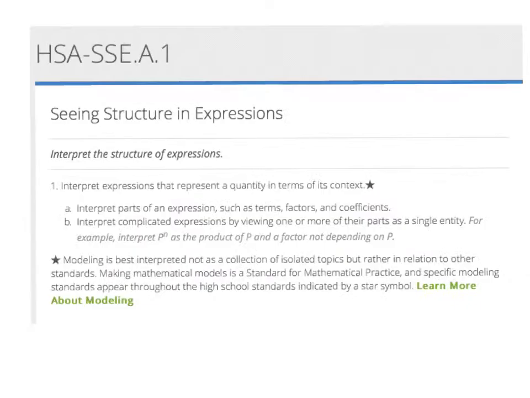Today's objective: seeing structure and expressions. Interpret expressions that represent a quantity in terms of its context. Interpret parts of an expression such as terms, factors, and coefficients. Interpret complicated expressions by viewing one or more of their parts as a single entity. In other words, you're going to look at an expression such as words, and you're going to create an algebraic expression. And then vice versa. I'll give you the algebraic expression, and you have to write it out in words, what it would be.